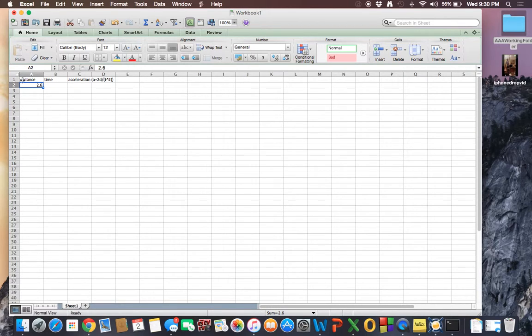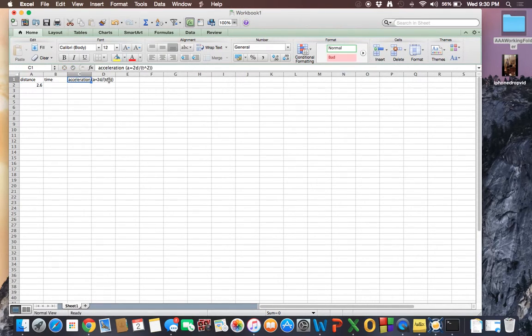But when it comes down to turning this in to your teacher or professor in college, whatever it may be, make sure that you specify what units you're using, because this could be feet, or this time could be years, whatever it may be. Make sure that you specify the units. For me right now, I'm using seconds for time and meters for distance.